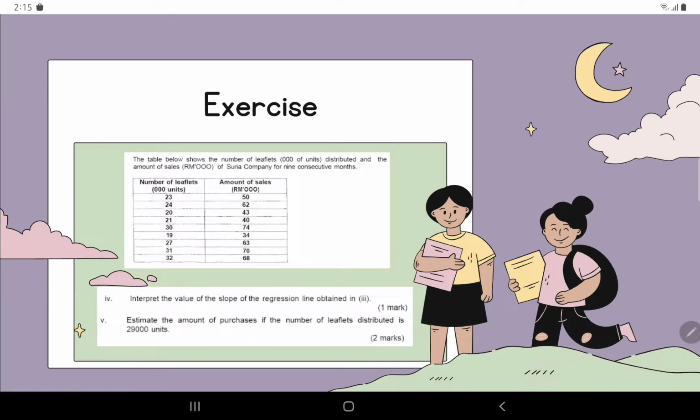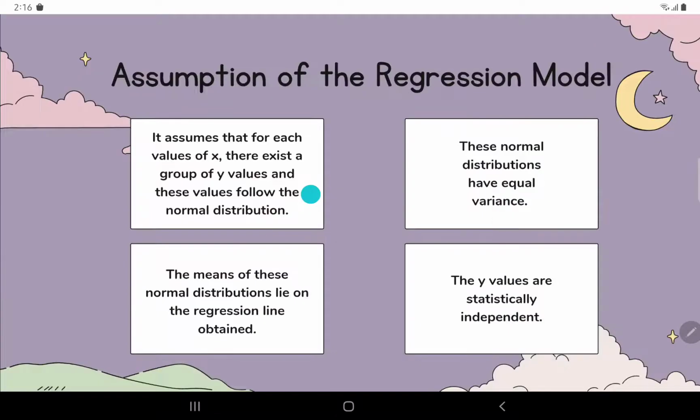Okay, ini sambungan macam soalan yang tadi. Yang sama tadi. So, number 4. Interpret the value of the slope in the regression line obtained in 3. Okay, tadi saya dah buang pula solution dia. Kalau tak silap saya tadi, nilai A dia dapat negatif. Okay, negative number. And B dapat positive number. Saya tak ingat exact value of A and B tadi.